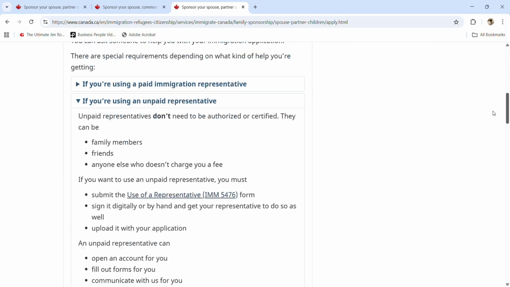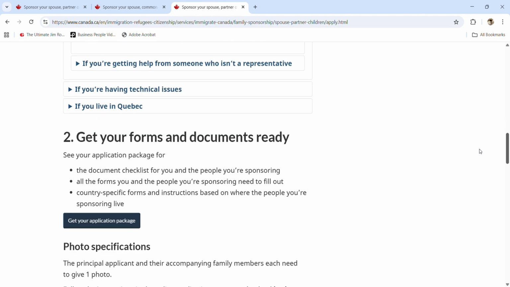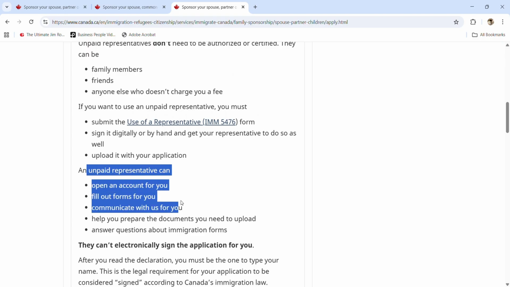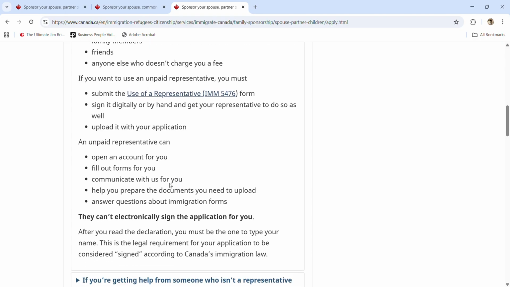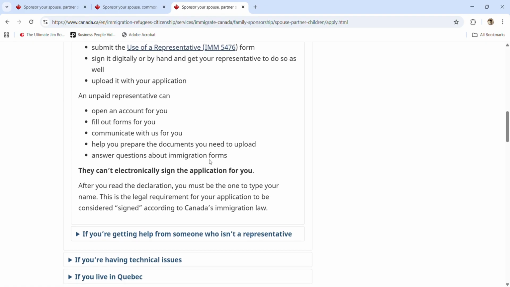Many people ask if friends or the husband or the wife can be the representative, and the answer here is yes. They can open the account, fill out the form, and sign the form on your behalf. All right.